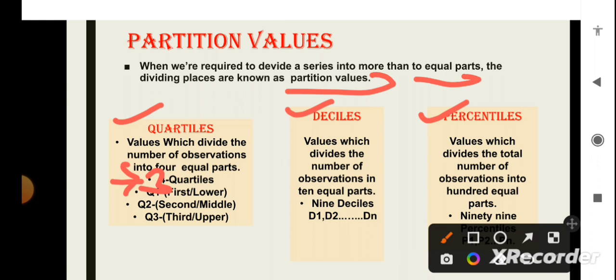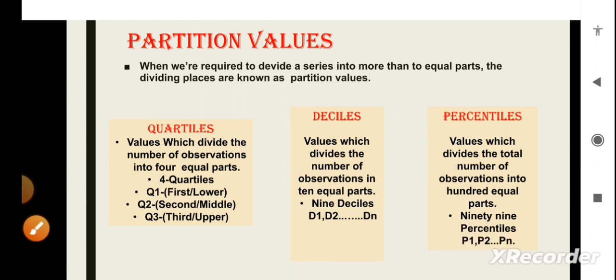First one is Q1, that is the first or lower quartile. Second one is Q2, that is the second or middle quartile. And third one is Q3, that is the third or upper quartile. Deciles are the values which divide the number of observations into 10 equal parts. So we have 9 deciles which are represented by D1, D2 and so on. Percentiles are the values which divide the total number of observations into 100 equal parts. So we have 99 percentile values which are represented by P1, P2 and so on.